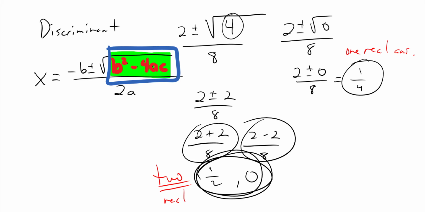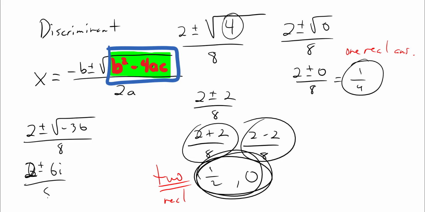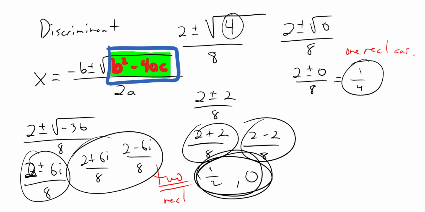And then I can also do a problem like this: 2 plus or minus the square root of negative 36 over 8. What's the square root of negative 36? It's 6i. So 2 plus or minus 6i over 8. Do you guys agree I really have two answers here as well? I have 2 plus 6i over 8 and 2 minus 6i over 8. And what are these? Those are two imaginary solutions.